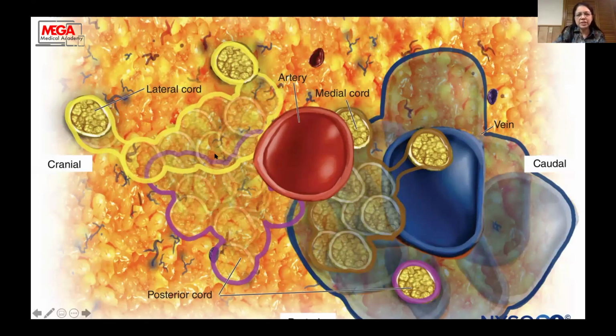So this picture tries to show that there are many variations. We always think this should be here and this should be here and this should be there, but there are many variations. So that's why the blind blocks don't work as well as the blocks under vision.